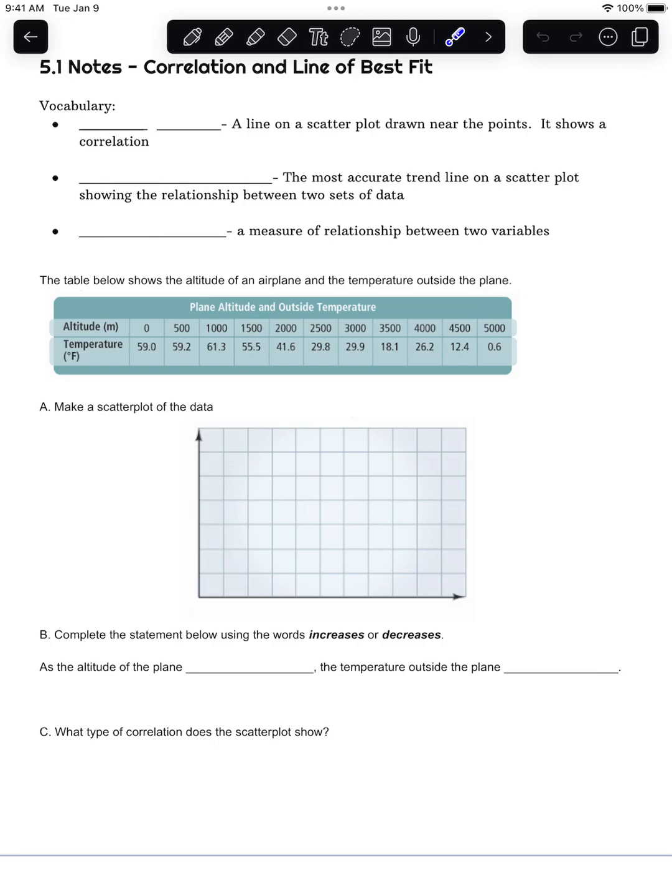Mr. Yates here. This is the continuation of what we did on the block day after we did the test. So we're going to continue talking about correlation, the relationship between two sets of data. We're going to add in also what's called the line of best fit today.